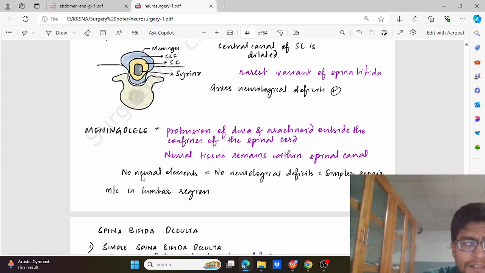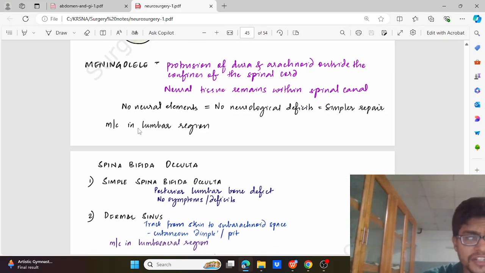In meningocele, there will be protrusion of dura and arachnoid matter, but the neural tissue remains within the spinal canal. So there is no neural element outside, no neurological deficit. So it's a simple repair, most commonly seen in the lumbar region.